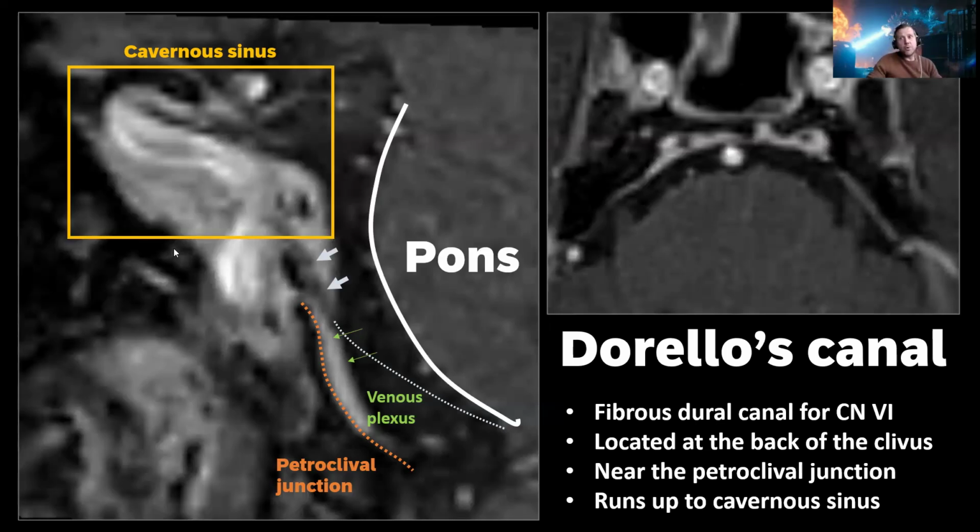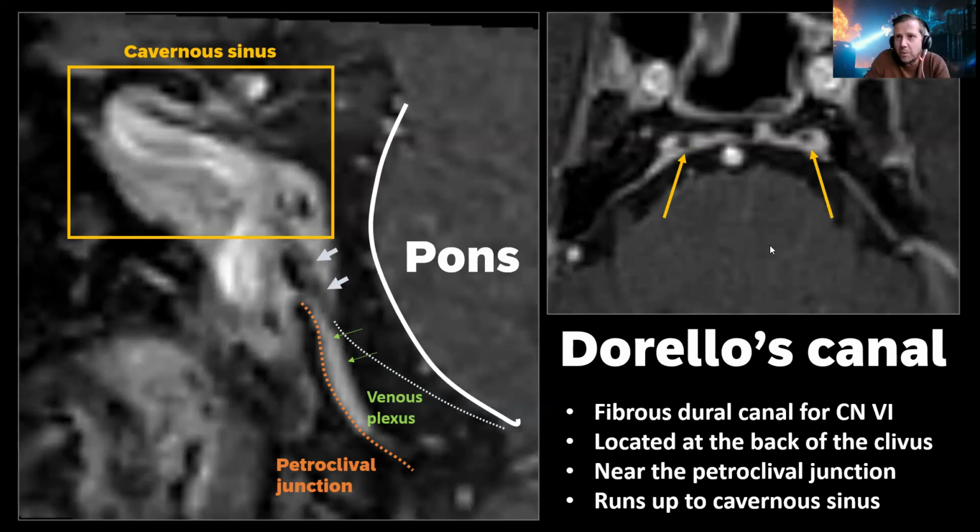And all extraocular motor nerves eventually enter the cavernous sinus. So Dorello's canal is very important, and we can easily recognize it on contrast-enhanced T1 weighted images. We see these two hypointensities in the venous plexus, that's Dorello's canal.